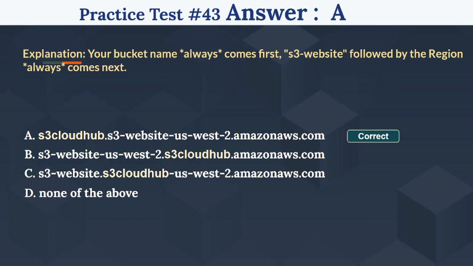5, 4, 3, 2, 1. So the right answer is A, S3 CloudHub.S3 website us west2.amazonaws.com. Your bucket name always comes first. S3 website followed by the region always comes next. Let's move to the next question.